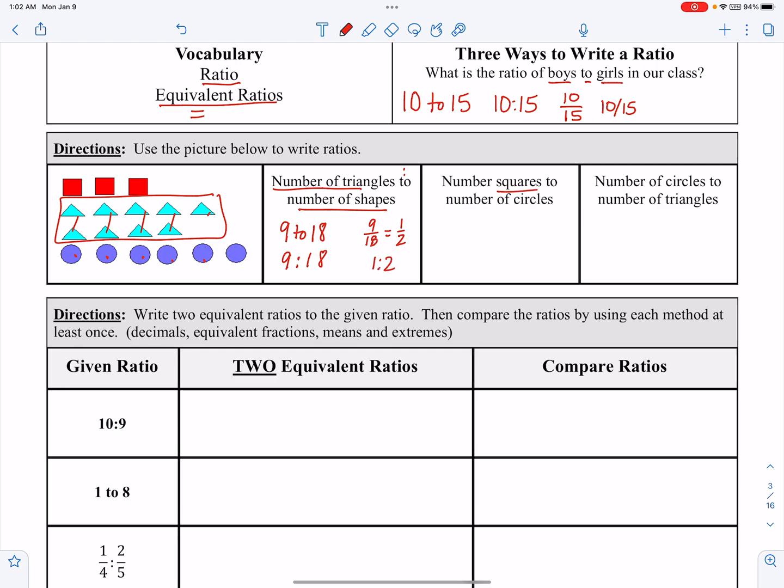Number of squares to number of circles. So we have squares are 3 to 1, 2, 3, 4, 5, 6. So this can be written 3 to 6. It can be written as a fraction, which is equal to 1/2. So we can also write this as a 1 to 2 ratio.